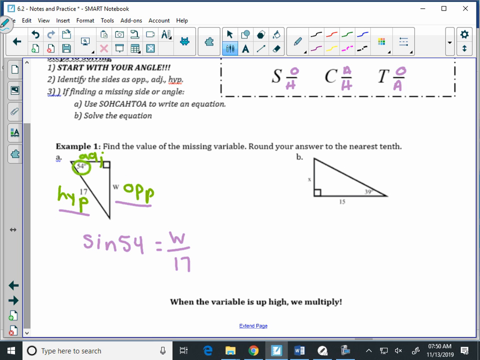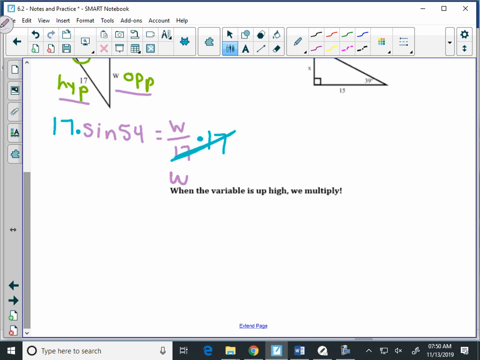There's this little saying I like to use. When your variable is up high, we multiply. So my variable's in the top of my fraction, so I'm going to multiply by whatever is in the bottom. I'm going to multiply both sides by 17. When the variable's up high, we multiply both sides by the number in the bottom. That way it cancels out.